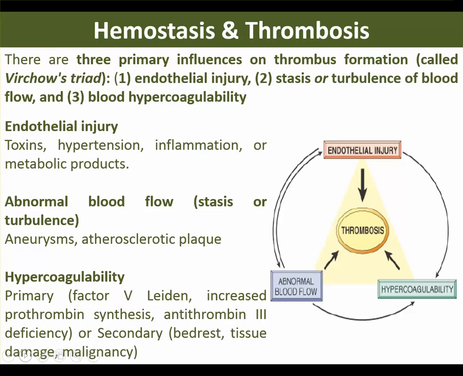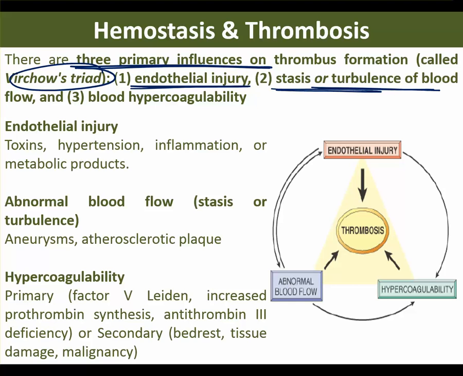Okay, now coming to thrombosis. For thrombosis to happen, there should be three factors, called Virchow's triad. There should be endothelial injury, and there should be stasis of blood. The blood should not stay in one place for too long. Then there is turbulence of blood; the blood should not travel very fast. And there is hypercoagulability, where the clotting factors are always in an active state.